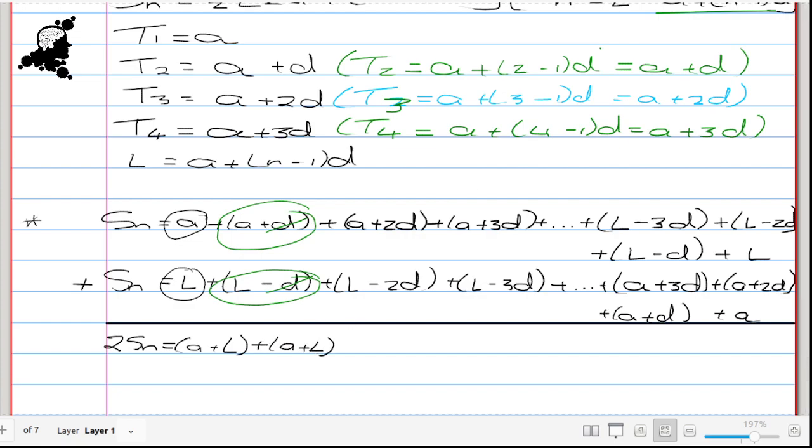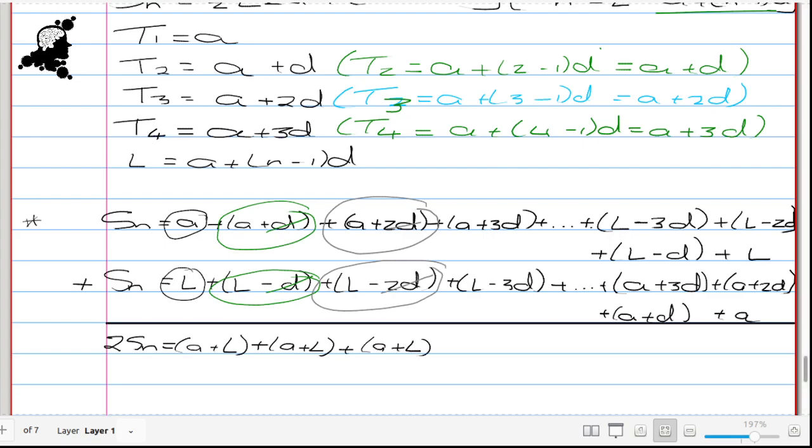If I look at the third term, let me just come up with a different color. If we look at the third term in each of the series, in each of the two Sn values, we will see that A plus 2D plus L minus 2D. The D's cancel out because of the different signs that they have. And what do we remain with? Once again, we remain with A plus L.